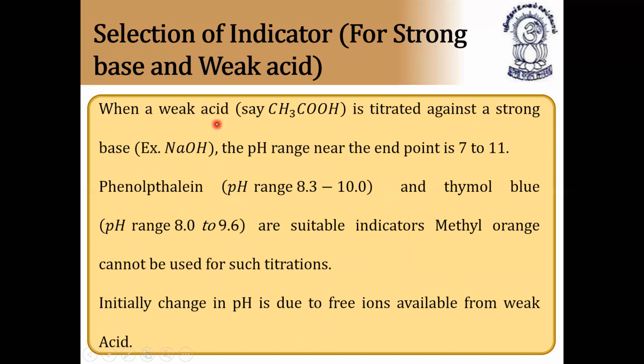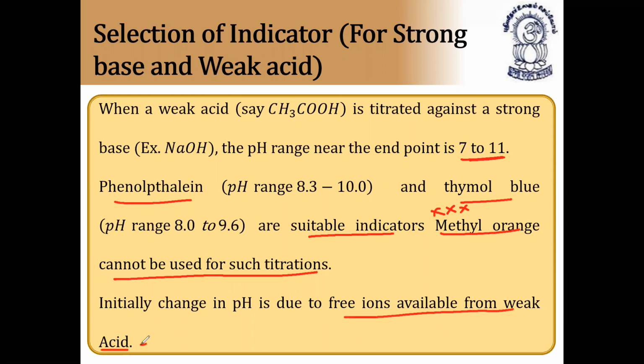And when a weak acid is titrated against a strong base, example sodium hydroxide, the pH range near the endpoint is 7 to 11. Since it is 7 to 11, we cannot use methyl orange and methyl red. We have to use only phenolphthalein and thymol blue as suitable indicators. Methyl orange cannot be used for such titrations where the end point is in the range of 7 to 11. Initially the change in pH is due to free ions available from weak acids.